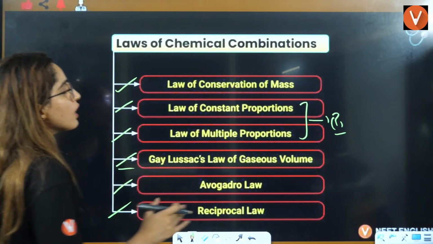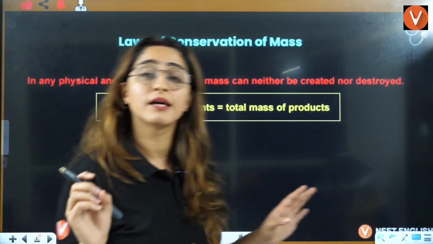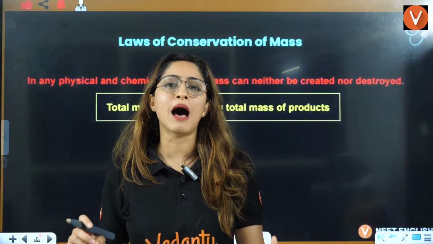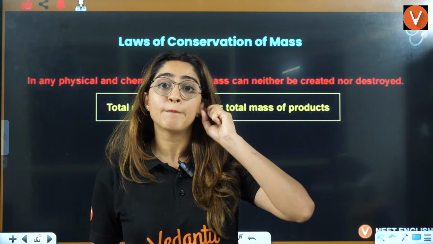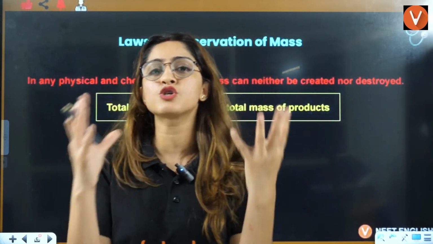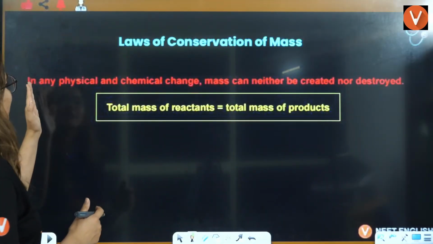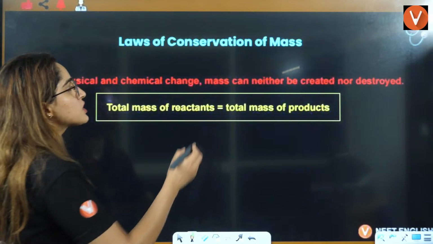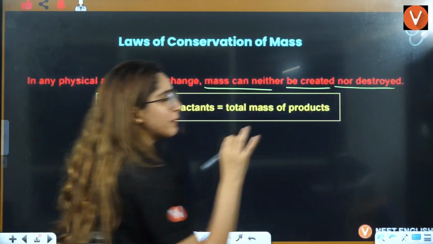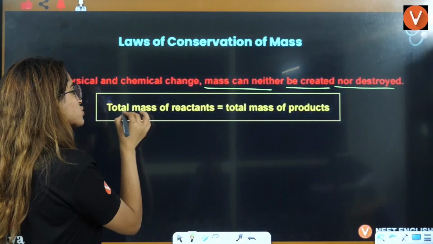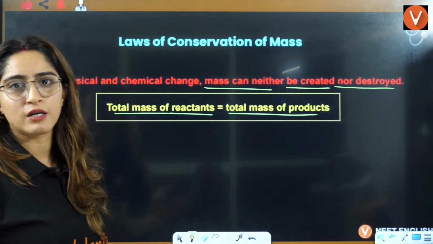Okay. So, first is the law of conservation of mass. Conservation of mass means the mass has to be conserved. That means the mass of the reactants should be equal to the mass of the products. So we can say that in any physical or chemical change, mass can neither be created nor be destroyed. That means the total mass of reactants will be equal to the total mass of the products.